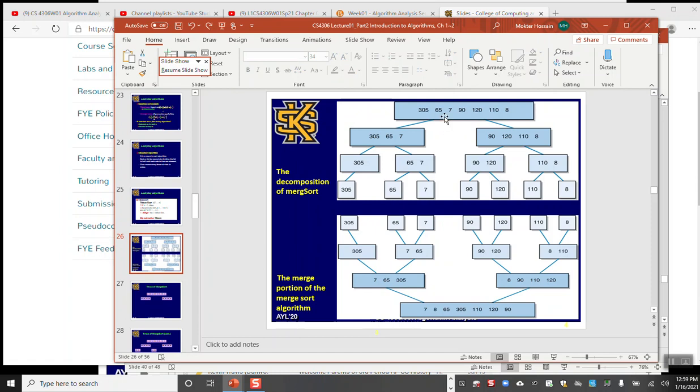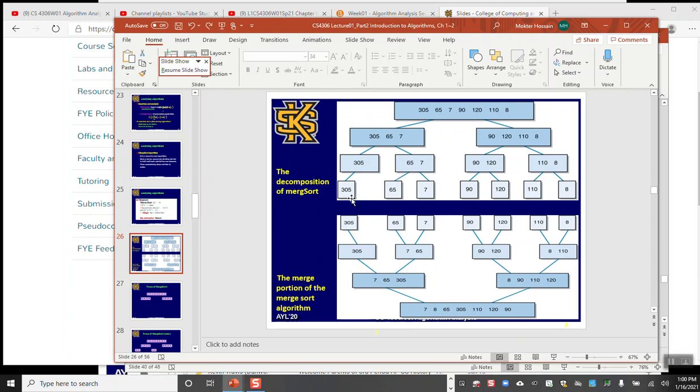We split the original list. For instance, this is the original list, and you split it in half: this is the left half, the first half, and this is the second half. Then it works with the first half again, and makes another split. This is split into only one element, so it does not need to do anything. Then it goes to the second part, the second sub part.